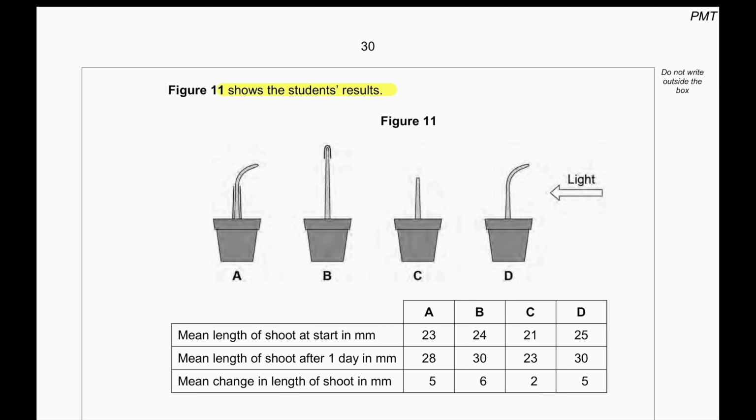Figure 11 shows the student results. We can see the tip of A got bent. B, nothing happened. C, well, it grew in length, but other than that, nothing happened.